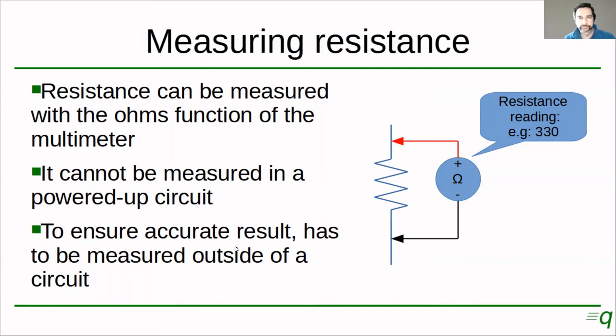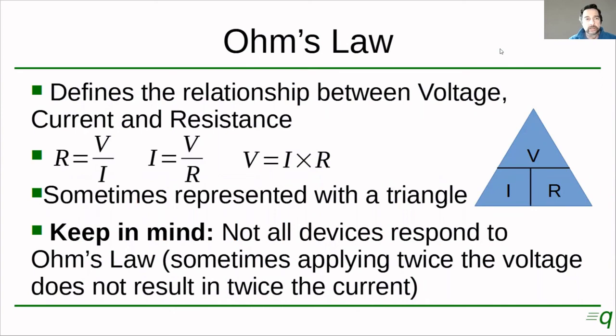Okay? Our next topic is Ohm's law. So Ohm's law defines the relationship between voltage, current, and resistance. So R, or resistance, is voltage over current. From here, we can solve for current, which is going to be voltage over resistance, or voltage equals current times resistance. Sometimes it's represented with a triangle. So you have V on top and then I R on the bottom.